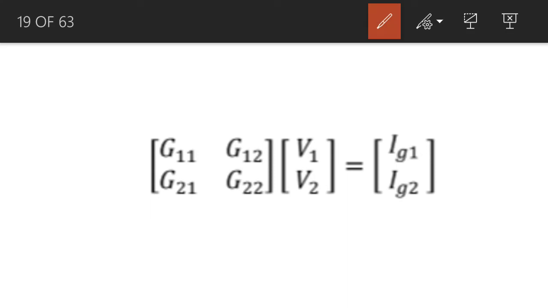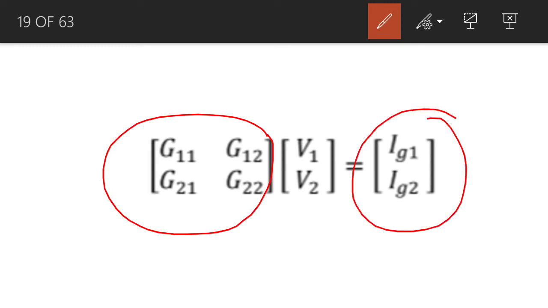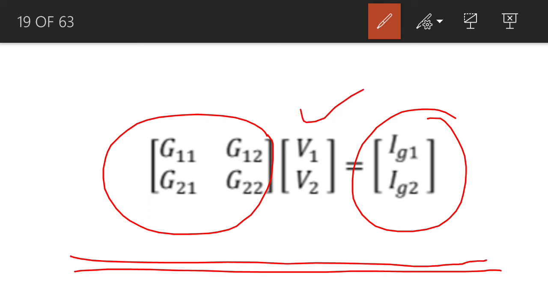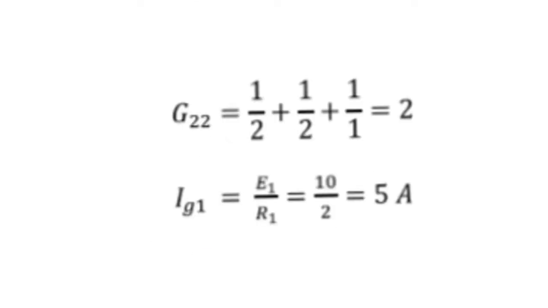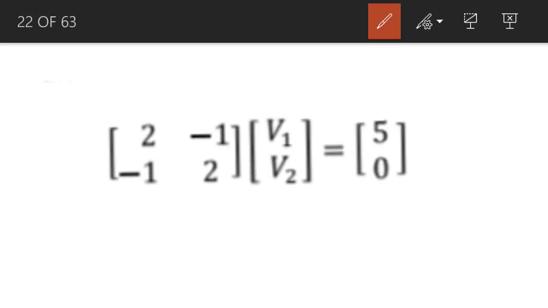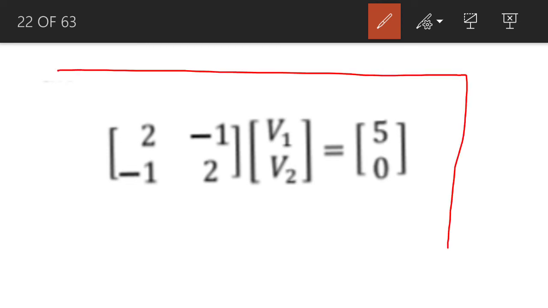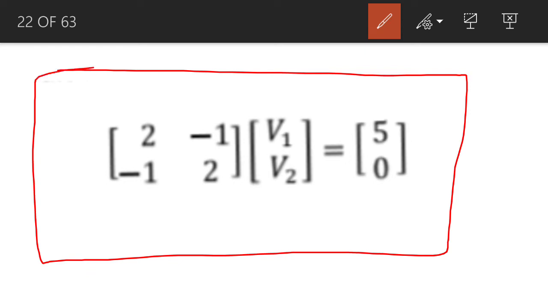So we put all these values in these equations. We have calculated all the elements of the G matrix. We have calculated Ig1 and Ig2. We put the values in these equations, and we calculate V1 and V2 with the help of Cramer's rule. So let us put the values in the previous equations. These are the standard node equations for our circuit.